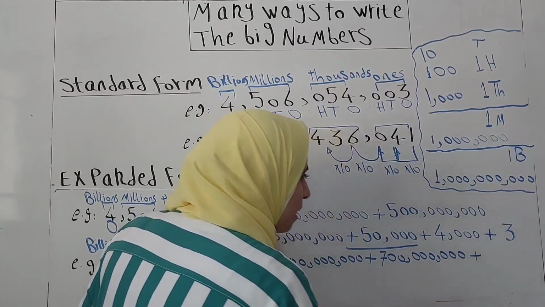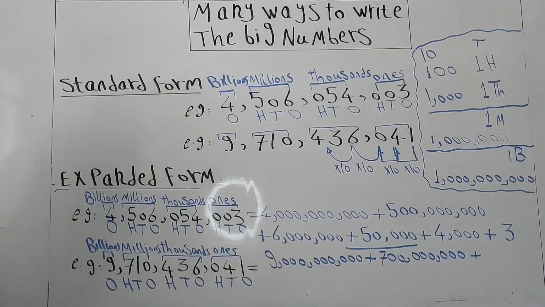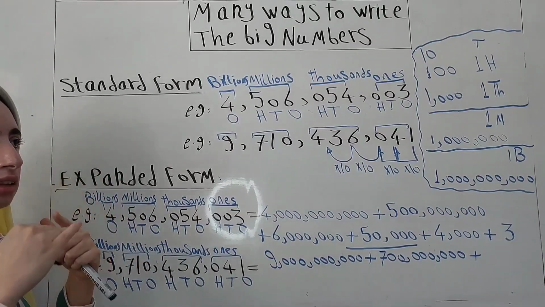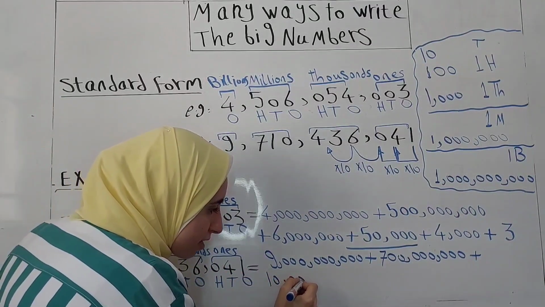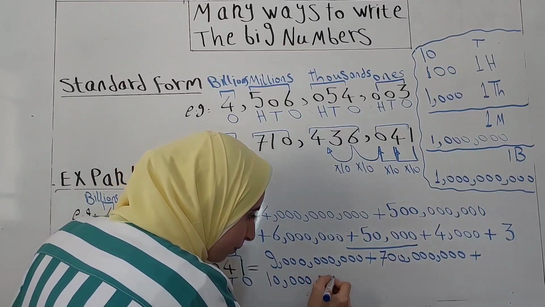Then we write plus sign. The next digit is 1. 1 is in the 10 million. So we need to write 10 million. At the first we write 10, then 6 zeros for million.